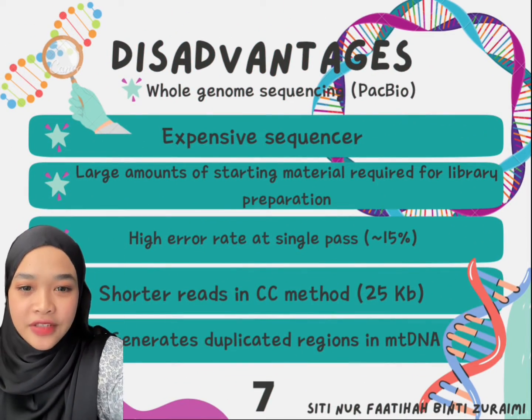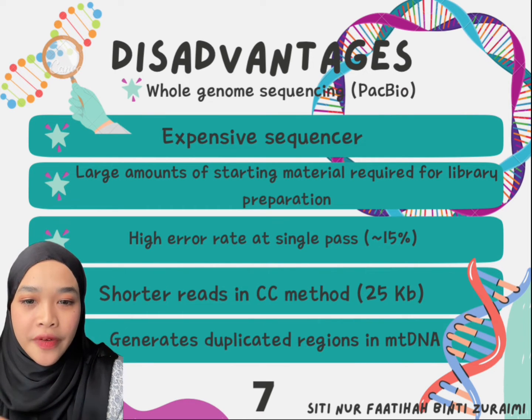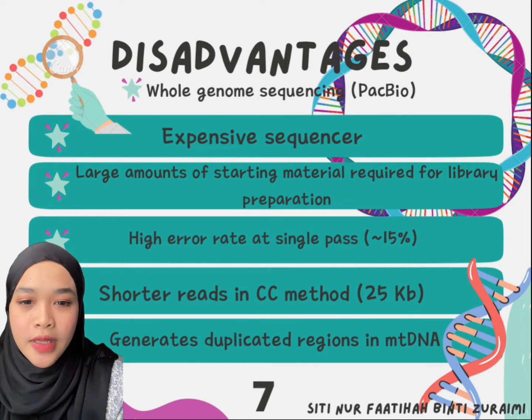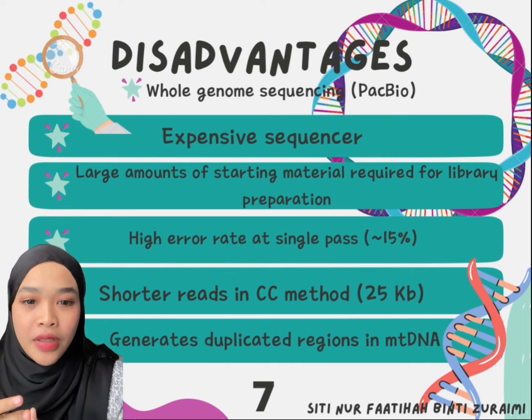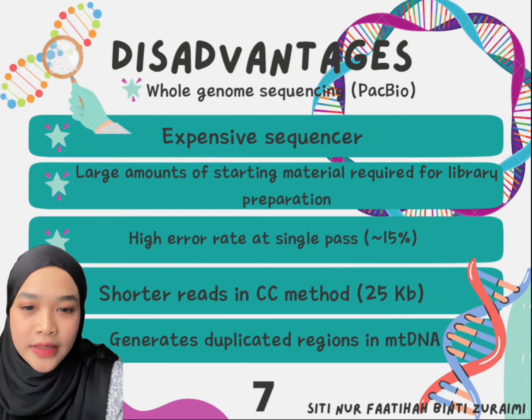Okay, next, the disadvantages of whole genome sequencing with PacBio. We have 5 disadvantages. First, expensive sequencing. The price of sequencing is almost 365,000 US dollars. The second is a large amount of starting material required for library preparation. Third, a high error rate at a single pass. Fourth, shorter read length in the CCS method, 25 kb. And lastly, it generates duplicate reads in mtDNA.